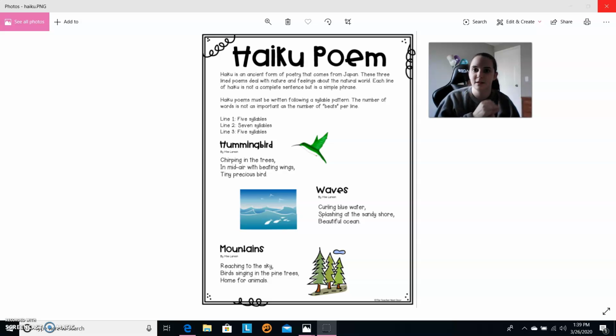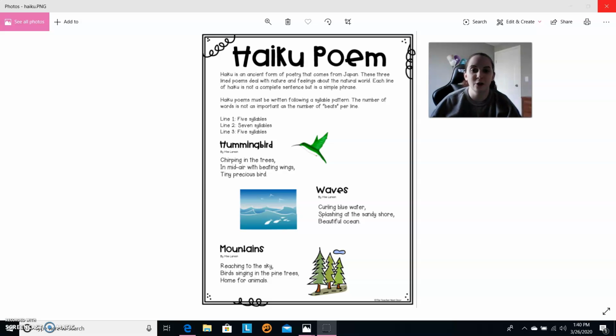5 syllables. The second line is 7 syllables. In mid-air with beating wings. 7 syllables. And then the last one is again 5 syllables. Tiny precious bird. 5 syllables. So a haiku has to have 5 syllables in the first line, 7 syllables in the second line, and 5 syllables in the third.